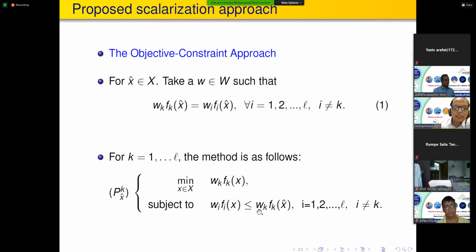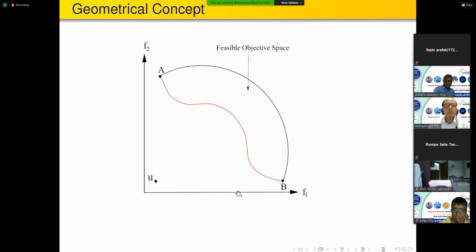If I consider F2 as the objective and force F1 into the constraints, F1 is compared with x less than or equal to some constant. So it is parallel to the y-axis. So these are the constants that actually work. Let me show you a geometric explanation of how this works.